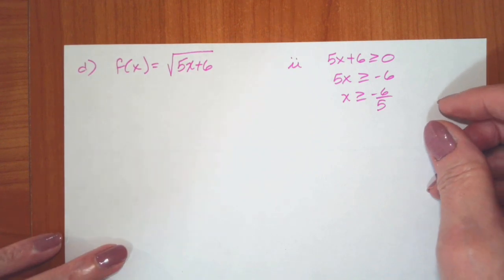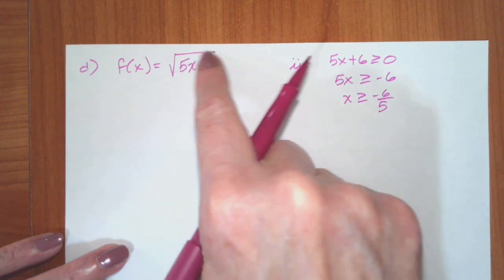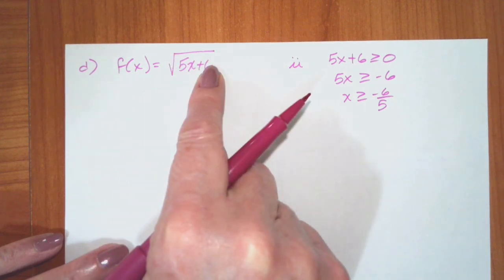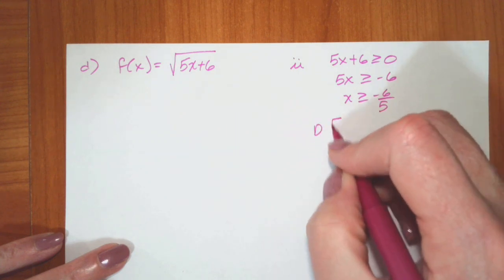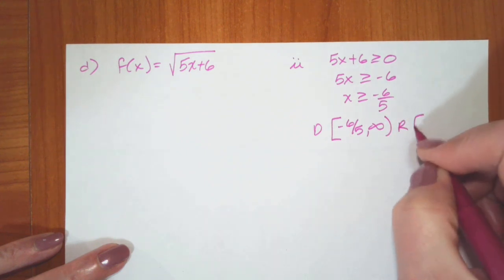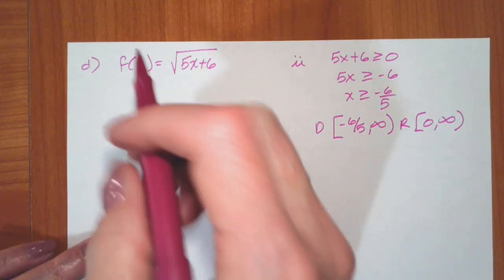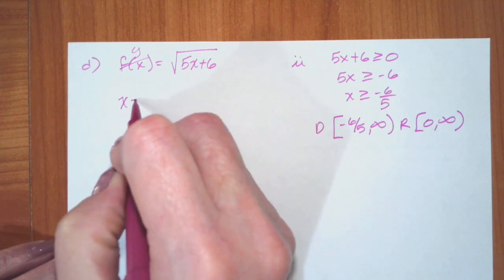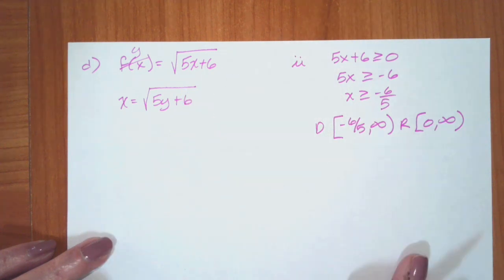Now, once again, this is the square root function, so my f of x is always going to be greater than or equal to 0, because the square root is always going to be 0 or greater. So my domain is going to go from negative 6/5 to infinity, and my range will be from 0 to infinity. Okay, to find the inverse, I'm going to switch the x and the y, so x is equal to the square root of 5y plus 6.